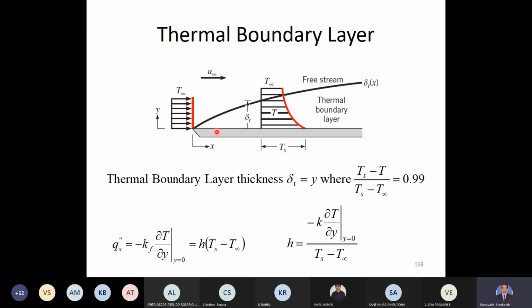But as it flows over the plate, what happens? There is a heat transfer taking place between the plate surface and the fluid, because of which there will be a thermal gradient. You can see at this point of contact between the fluid and the plate, the first layer that is in touch with the fluid and the plate, we will have conduction heat transfer.